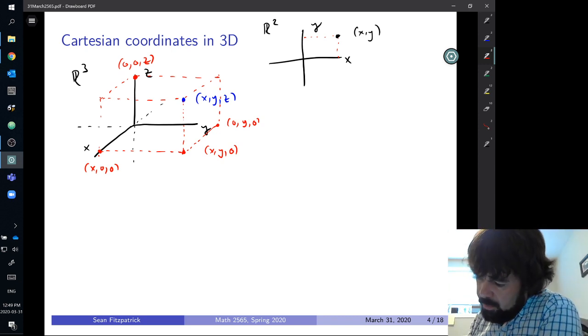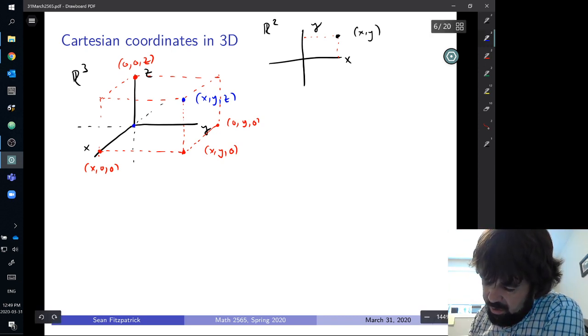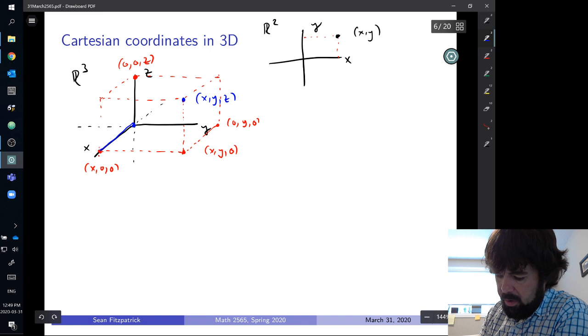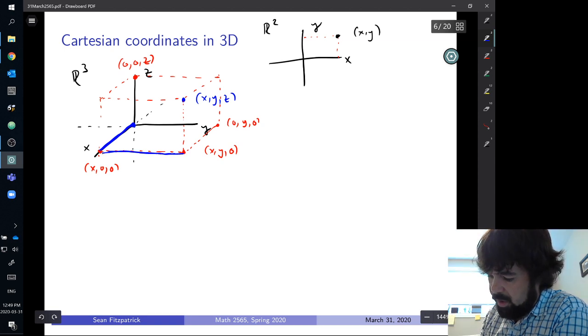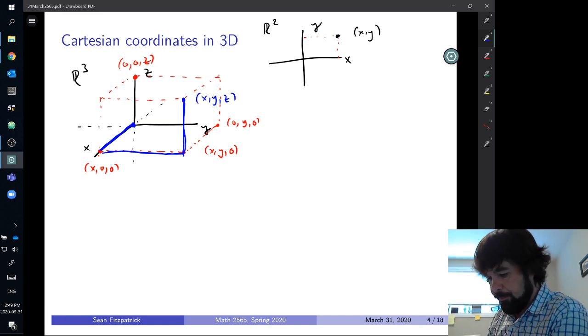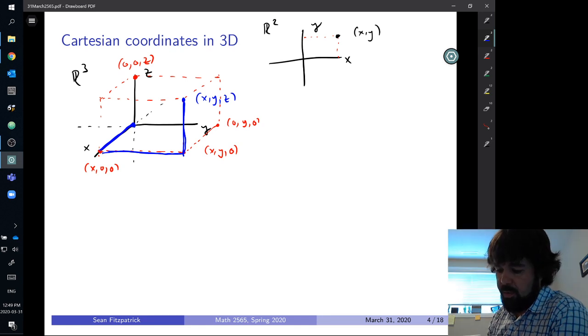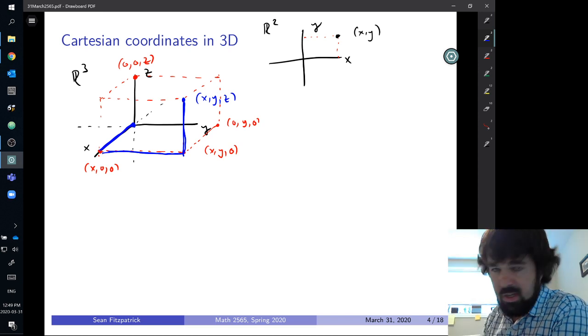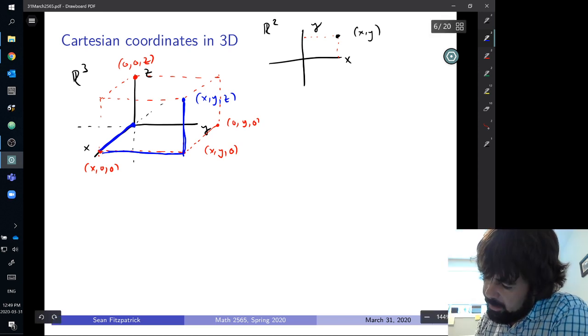So if you started at the origin, you can think about it in any number of ways, right? X tells you how far to go out along the X-axis. And once you get to X, 0, 0, then Y tells you how far to move parallel to the y-axis, and then Z tells you how far up you need to go before you get to that point, right? That's how this works. So we have three coordinate axes, right? We have an x-axis, y-axis, z-axis. We can talk about coordinate planes. Coordinate planes come in handy.